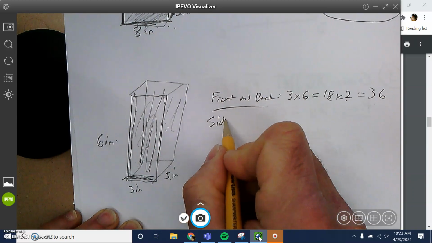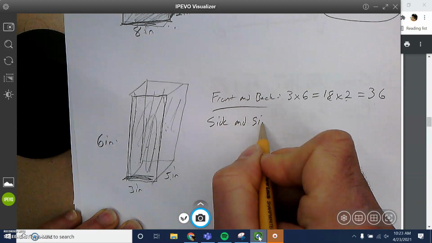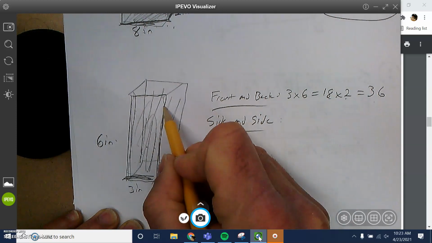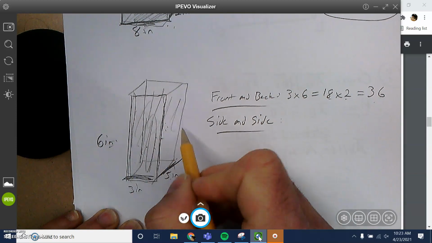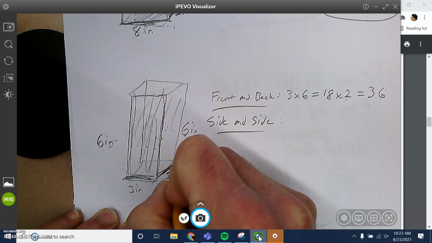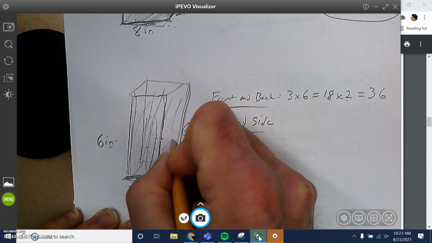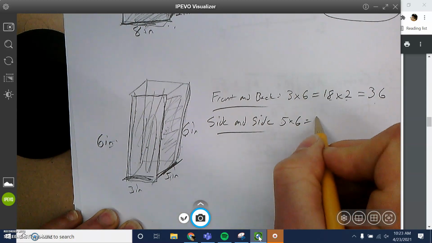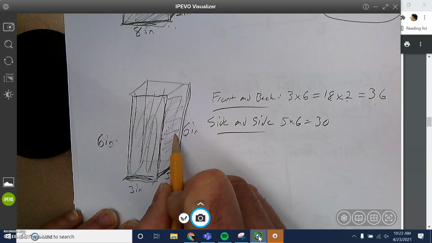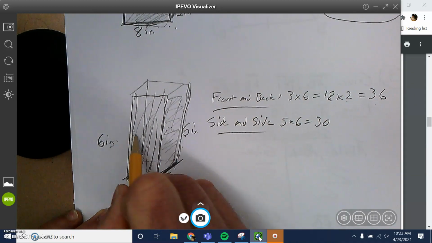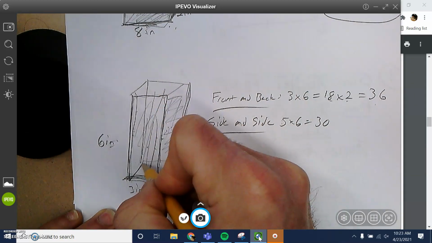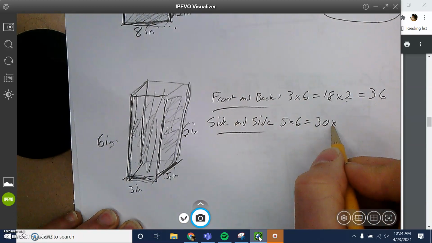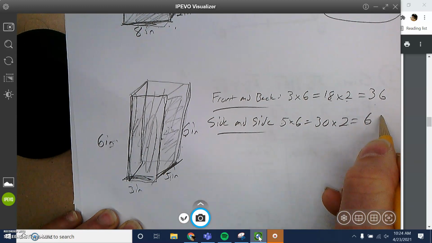Now I'm going to do the side and the side, or the left and the right, you can write. To the side, this is 5. What's this? Oh, it's 6, right? This is 6, 6, 6, 6. So this is 6. 5 times 6. This is this area right here. 5 times 6, which is 30. I'm going to multiply by 2 because I need the left and the right. I need both sides. So I need this side also. So that's also 5 times 6, which is times 2, which would be 60.